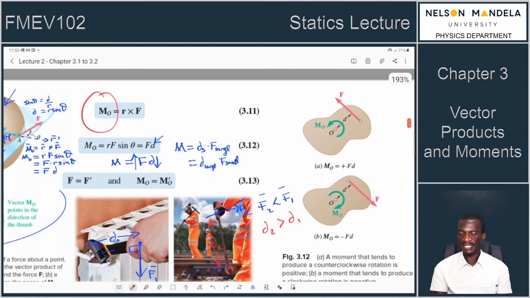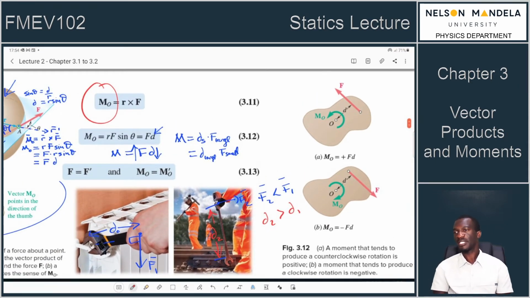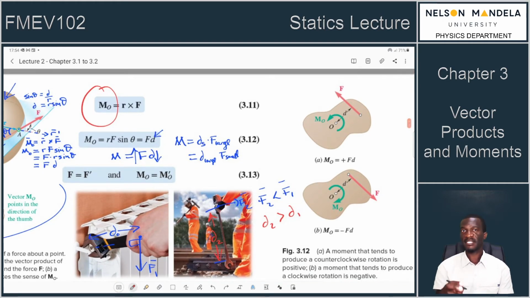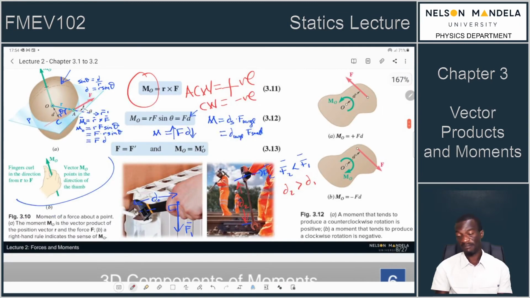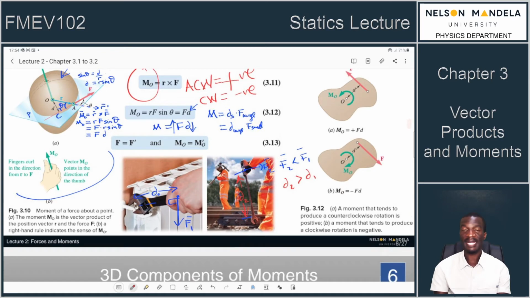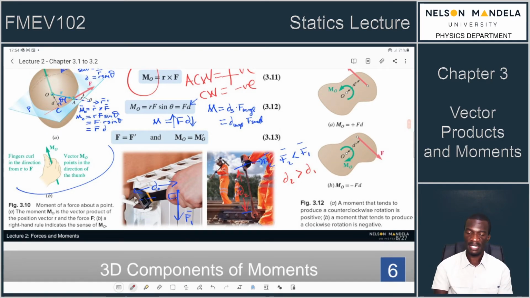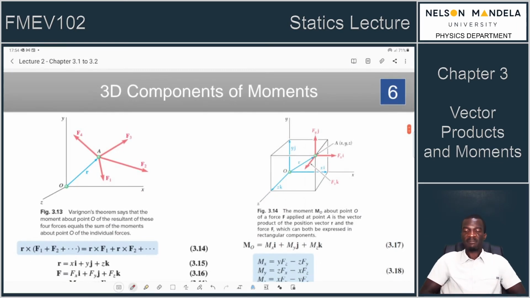So the moments are defined according to what is seen on figure 3.12. It simply says that a moment that tends to produce a counterclockwise rotation is positive. So that is the definition of the sense of a moment. If you've got a reference frame, make sure that your moments which are in the anti-clockwise direction are positive moments. So let's say anti-clockwise is equal to positive, and then your clockwise moments are equal to negative. It depends with the axis. We are not saying plus k or minus k. It can be in any other axis. All you know is that whatever axis you're considering, if it's about that axis in the clockwise direction, then it's a negative moment. So that's the principle on moments.